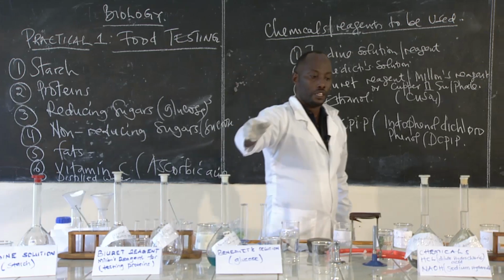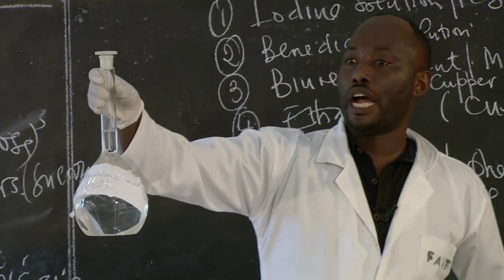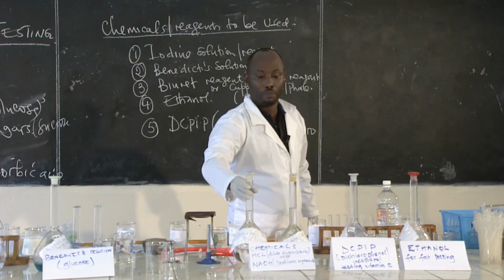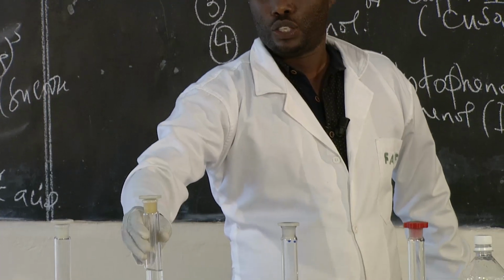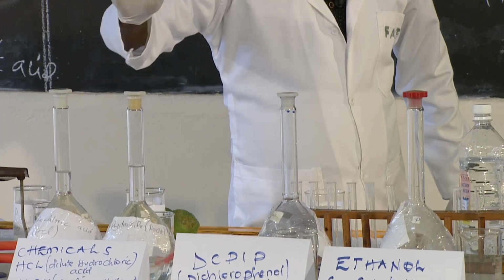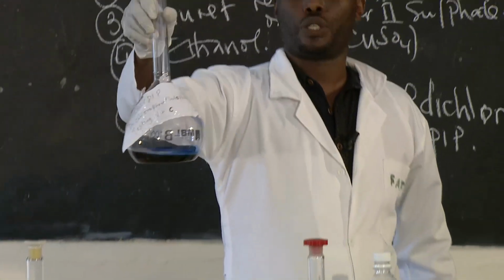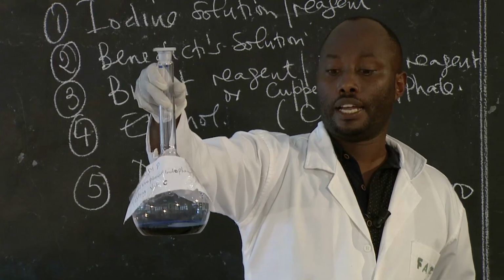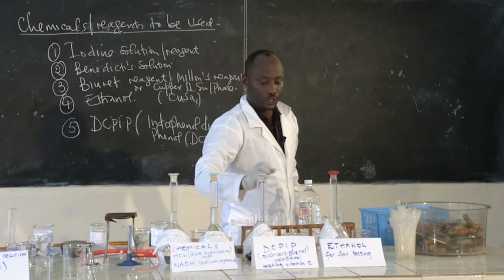If I say reducing sugars, I mean glucose. Excellent. I have another chemical here, which is hydrochloric acid, and another called sodium hydroxide, a base. This one is an acid, and this one is a base. I have another solution, which is called dichlorophenolindophenol. Excellent. We have one last solution.